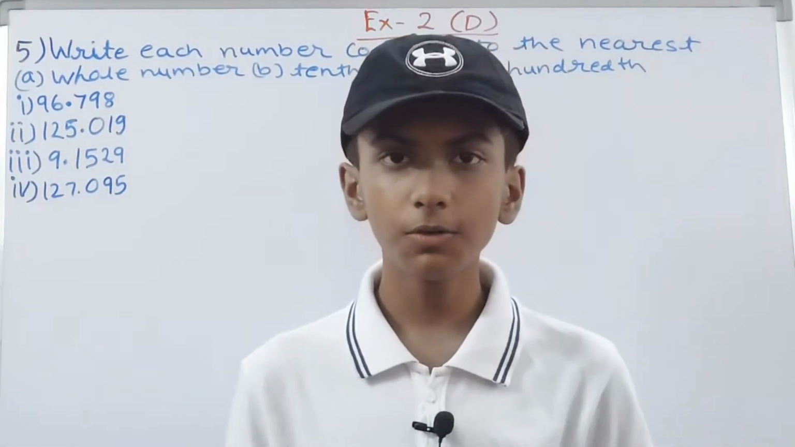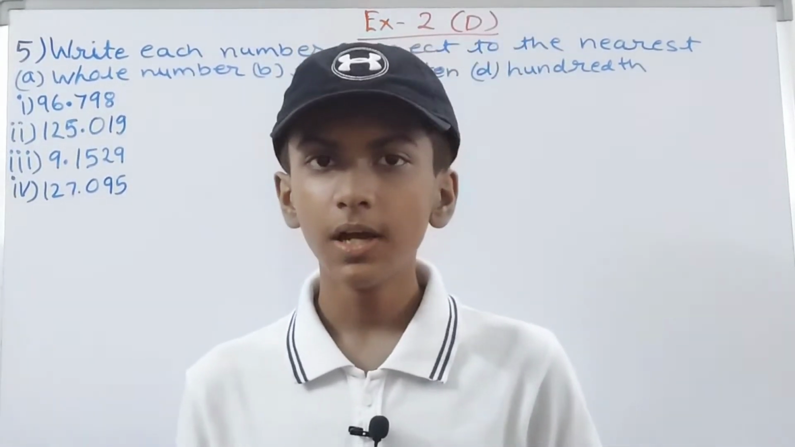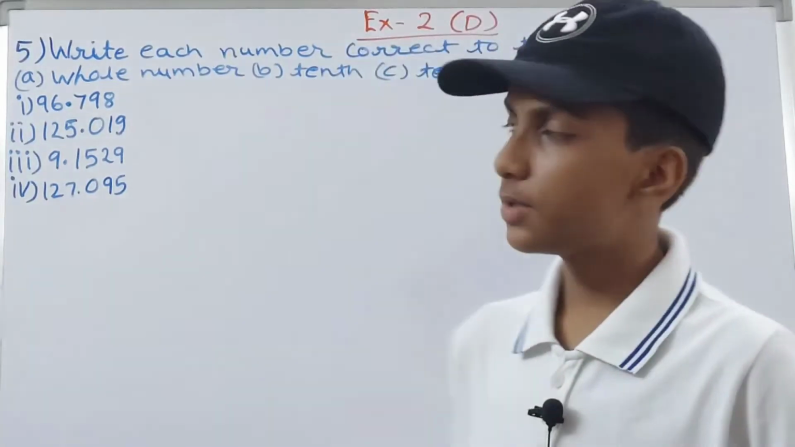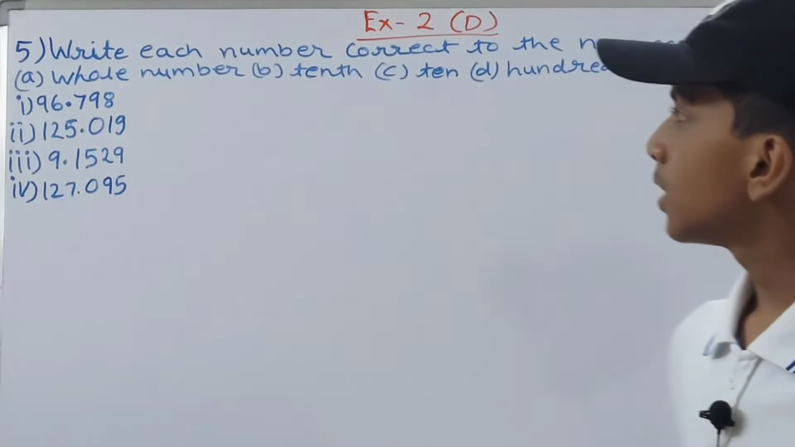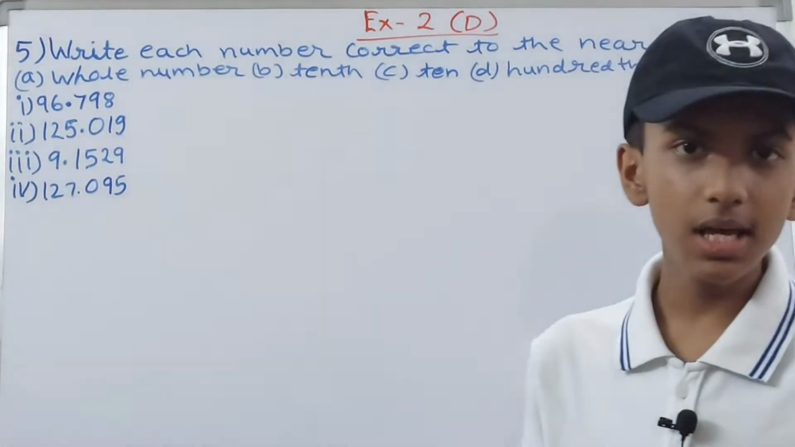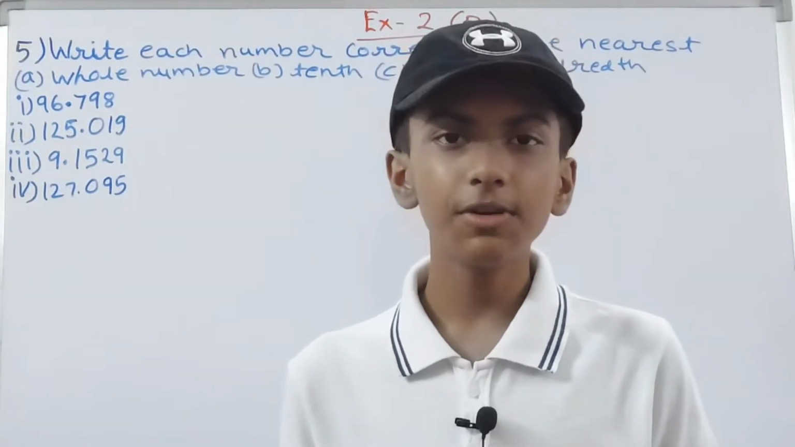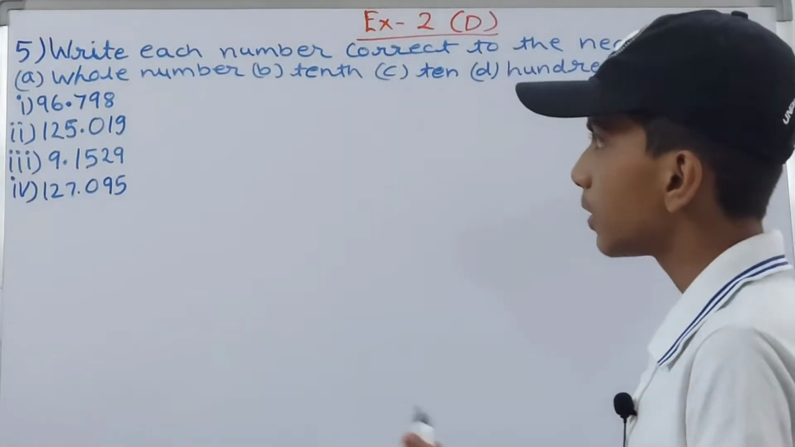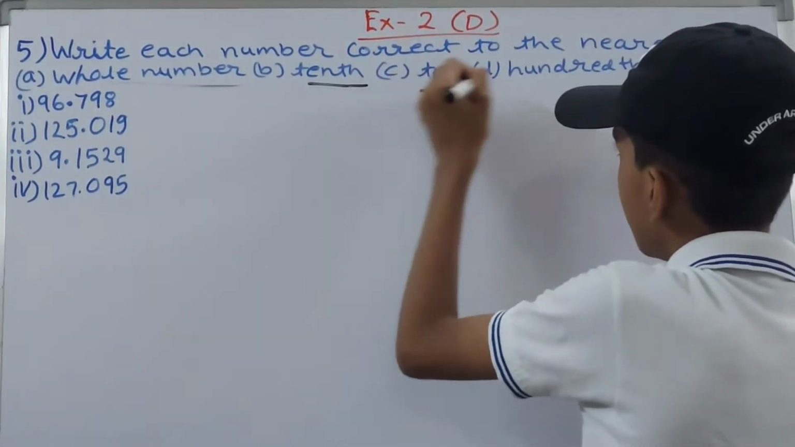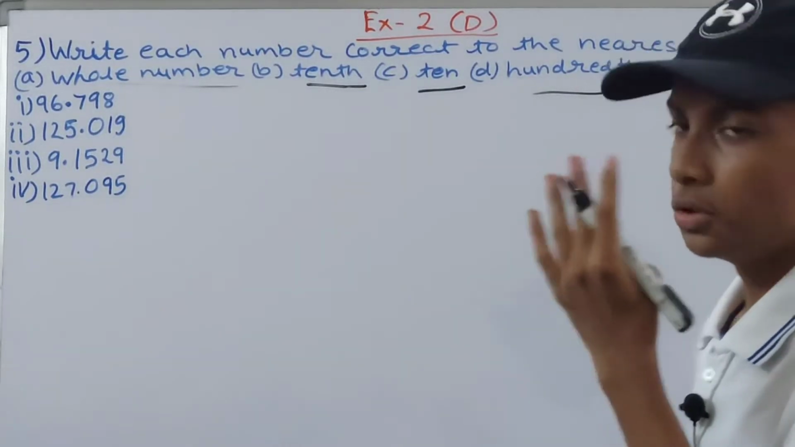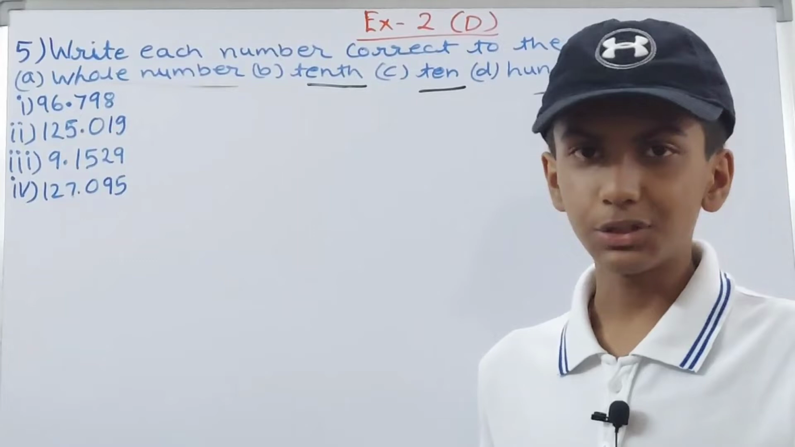In this video, we're going to solve ICSE Mathematics Class 7 Chapter 2 Fractions and Decimals, Exercise 2D, question number 5. It says, write each number correct to the nearest: A, whole number; B, tenth; C, ten; and D, hundredth. What we have to do is that a decimal is given to us. We have to write that decimal, or you can say correct or estimate it, to the whole number, tenth, ten and hundredth. So these four places are the places towards which we will round off our decimal.